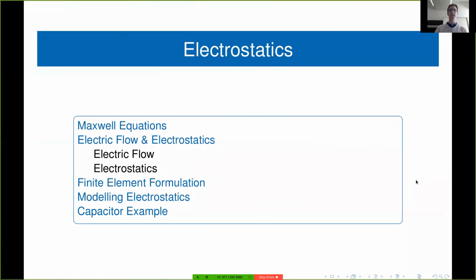This is electrostatics. So we'll go into the foundations and start with Maxwell's equations, which are the general equations for electromagnetic phenomena, and we will simplify them for the electrostatic case, which is electric flow and electrostatics. And finally, we will derive the finite element formulation to obtain the weak form, and I'll give a few hints on modeling electrostatics.